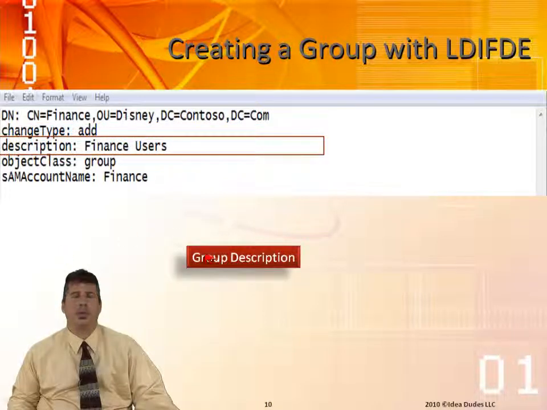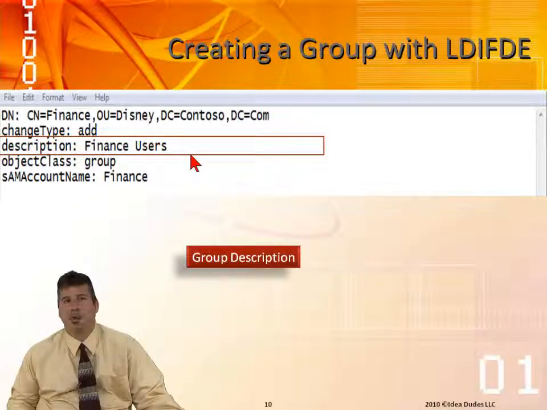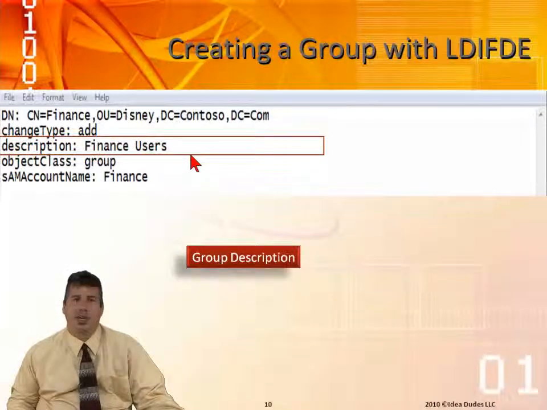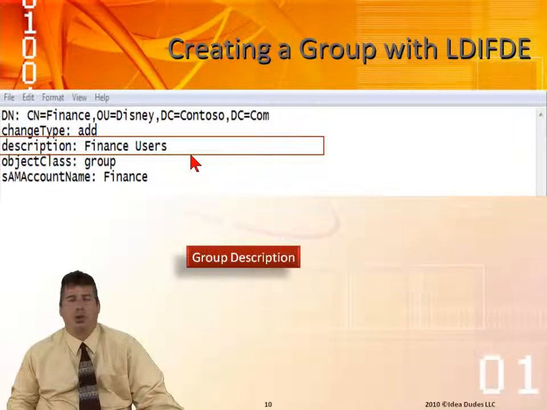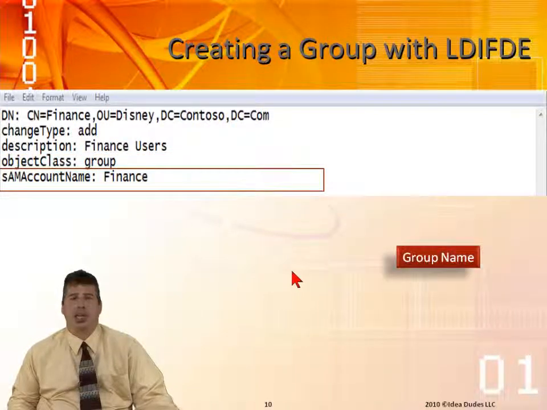Then the description is a group description. So we're just saying, okay, what type of group is this? Well, what is it going to be used for? This is just additional information that we can use for going through and trying to find this group. So it's finance users. An object group is going to be the object type. So the object type is telling us, hey, this is a type of object that we're going to be adding. It's a group. And then what's the SAM account name?